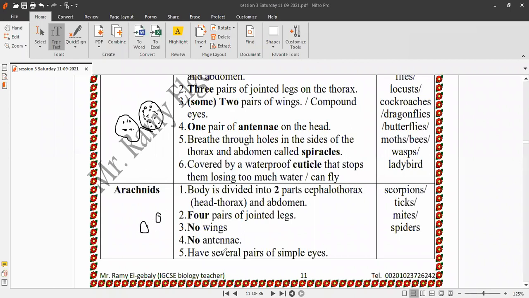But here we say have several pairs of simple eyes. Where are you? Rudain, where are you? Yes, Mr., I'm with you. You got it? Okay, yes. So the compound eyes contain more units. Okay, thank you. And simple eye.